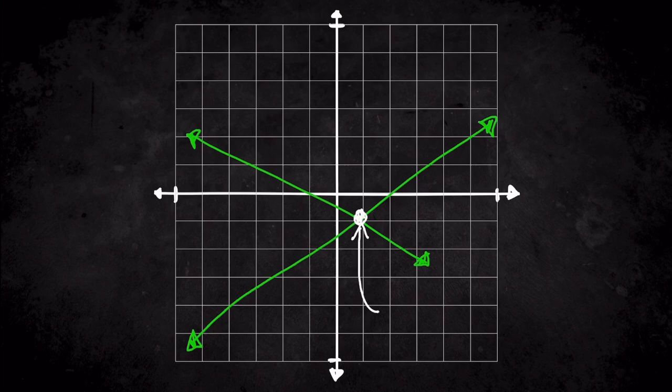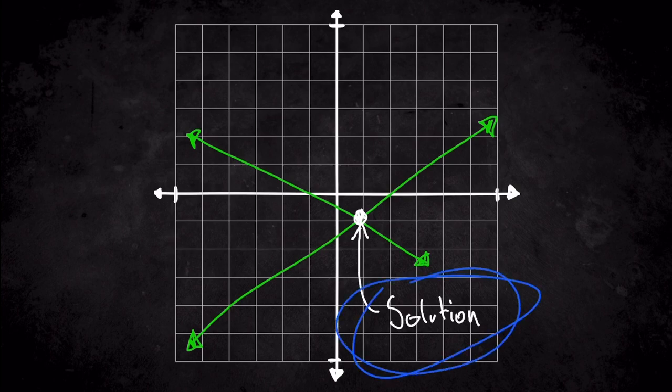So where the lines intersect is the solution. To find the solution of a system of linear equations, first you graph it, and then you look where the lines intersect, and that is the solution. Now we're going to do a few examples where we are given the system of linear equations and we need to find the solution by graphing.